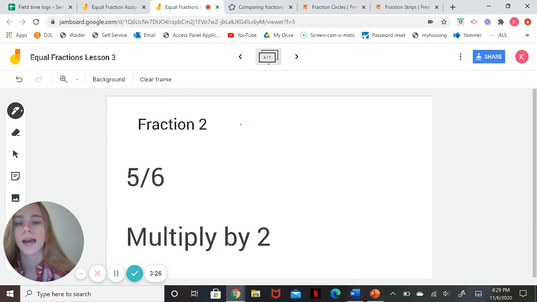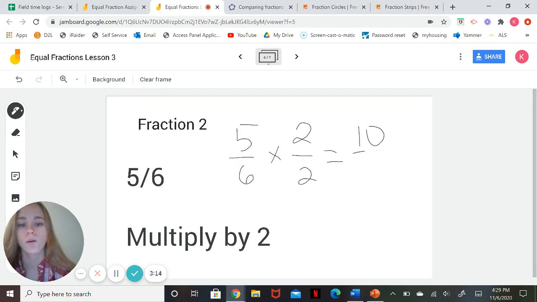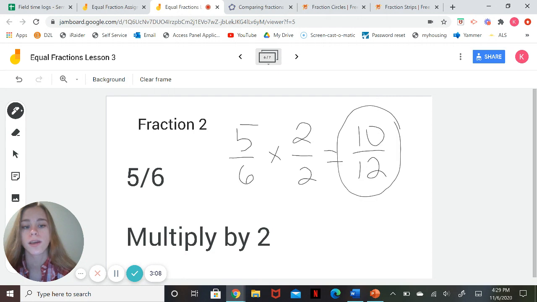Okay. Now we have a second fraction, which is 5/6, and we want to multiply it by 2. So we're going to do 5/6, and we're going to multiply both the numerator and the denominator by 2, right? And then we are going to get 10/12, because 5 times 2 equals 10, and 6 times 2 equals 12. So that is our equivalent fraction to 5/6.